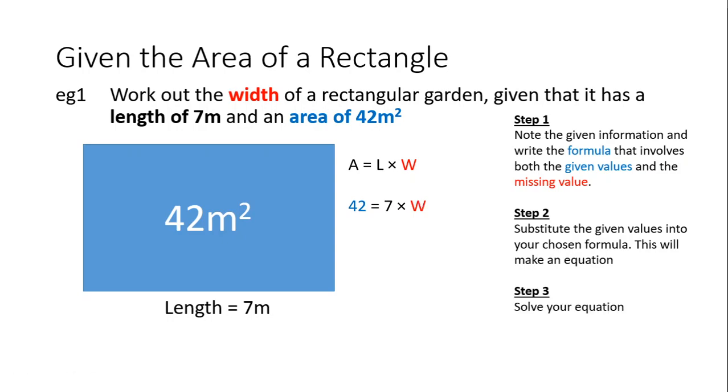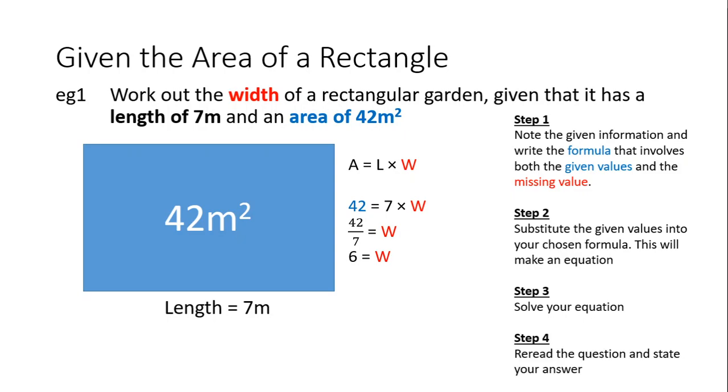So step 3 is we're going to solve this equation. So getting W on its own, right now I see it's being multiplied by the 7. So I'll take the 7 to the other side and I'll divide. So 42 over 7 is equal to W. So W must be 6.